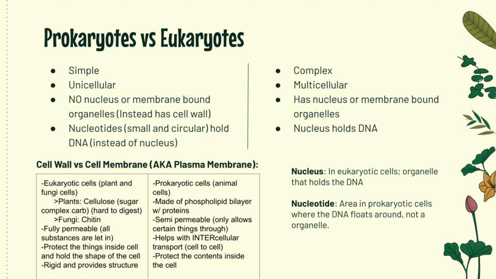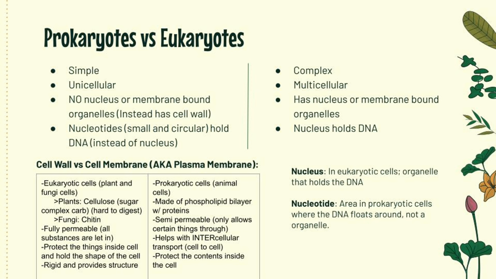To break that down, we have cell wall versus cell membrane. Eukaryotic cells, and that includes plant and fungi cells. So the cell wall of plants is made of cellulose, and the cell wall of fungi is made of chitin, and they're fully permeable, meaning they allow all substances to come in and out. They protect things inside the cell, and they hold the shape of the cell because cell walls are rigid and they provide structure.